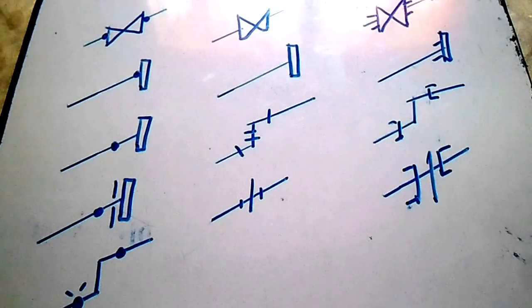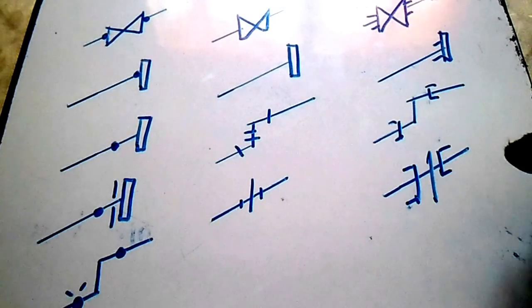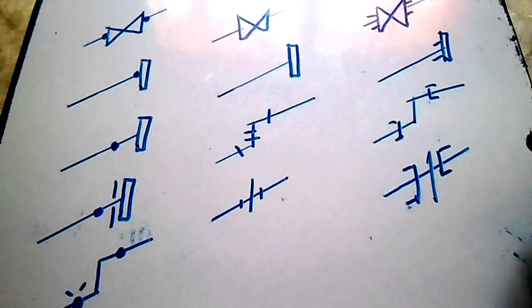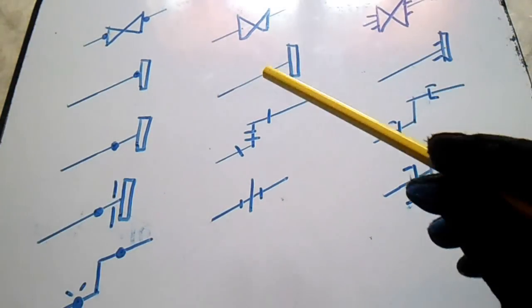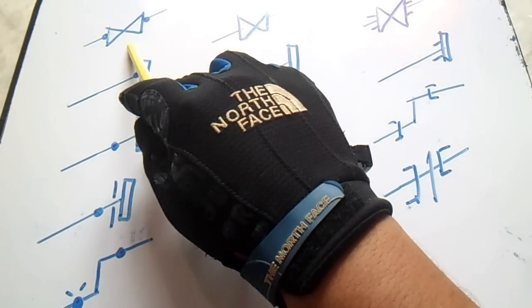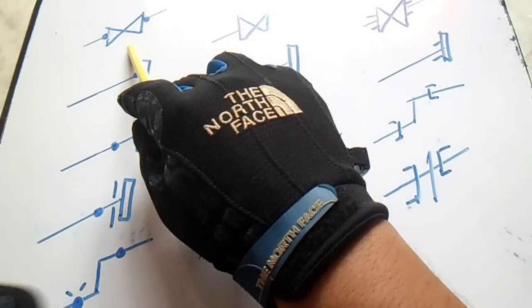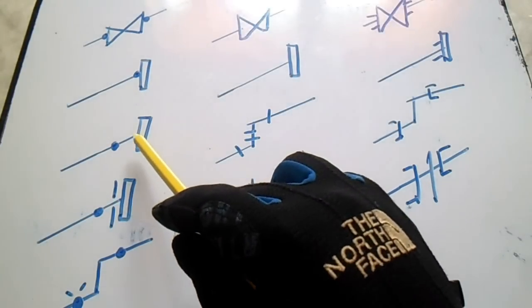So this is isometric symbols. These symbols you always see in the isometric drawing. So these are typical symbols. We will start from here. So this is a gate valve. We have slip-on flange, and this is a weld neck flange.